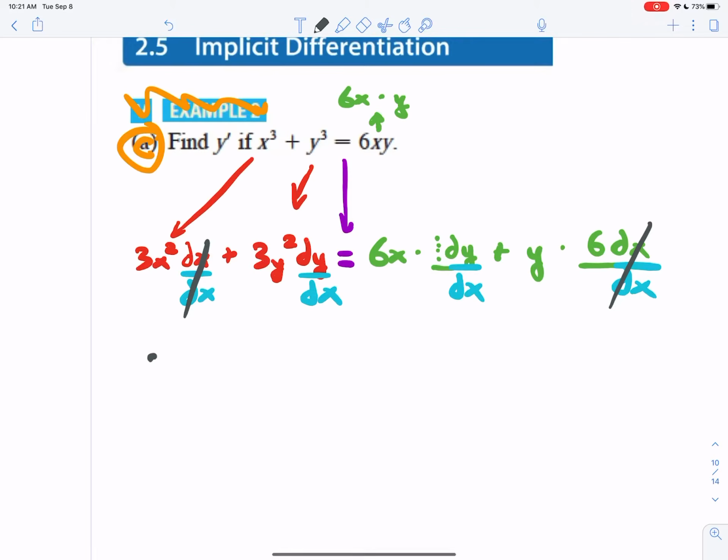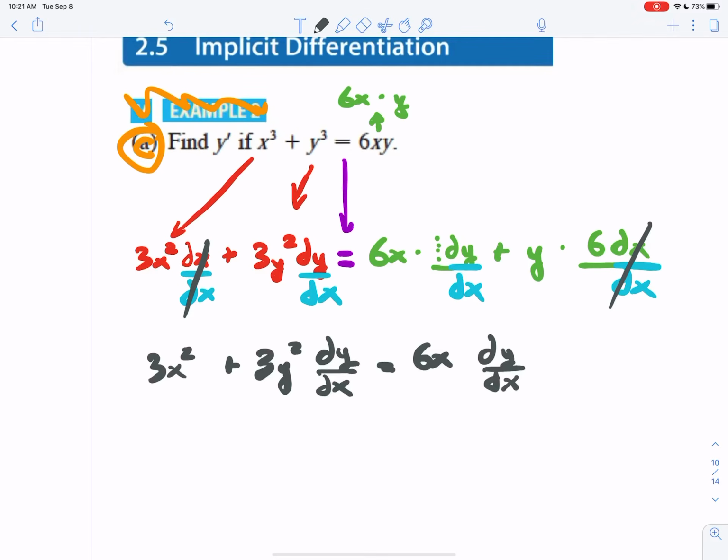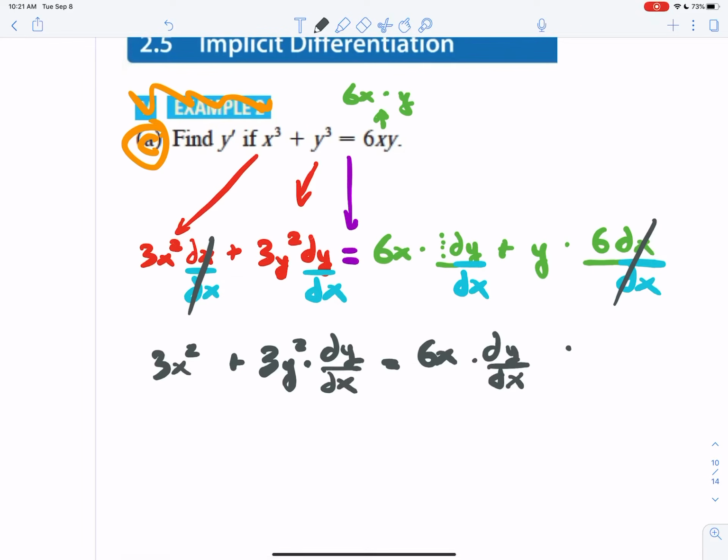So I have 3x squared plus 3y squared dy/dx equals 6x dy/dx plus y times 6, which is just 6y.